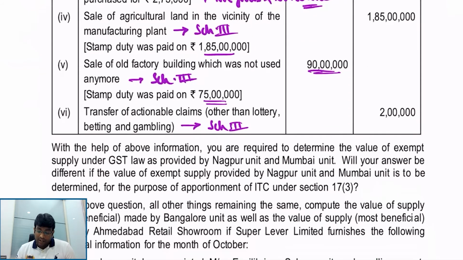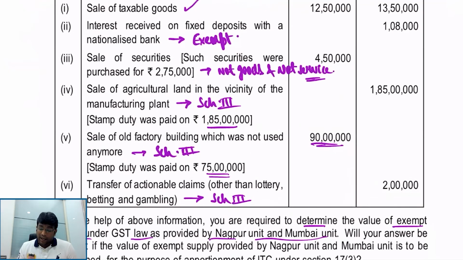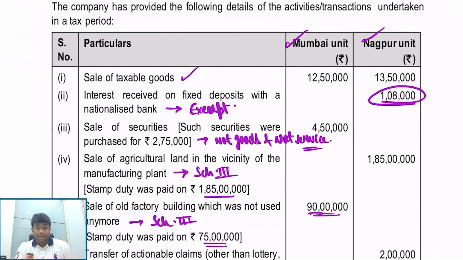With the help of the above information, you are required to determine the value of exempt supply under GST law provided by the Nagpur and Mumbai unit. How much is exempt supply? In this question, nothing is exempt except the 1,08,000, for a simple fact and reason: if a transaction is not a supply at all, then it cannot be covered in exempt supply. Basic common sense only, because in order to become exempt supply, first of all, it should be a supply. Then only it is covered. Clear? Next.